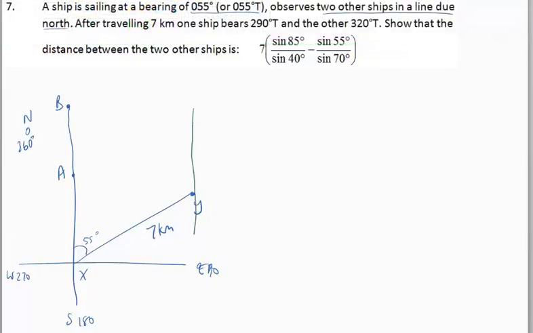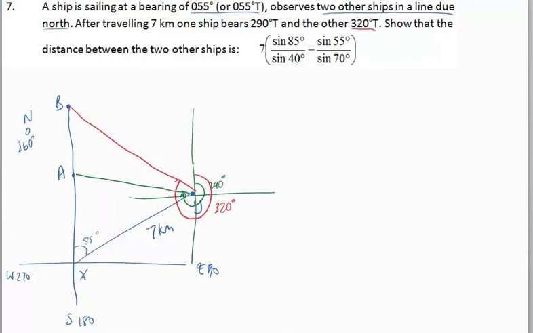So here we draw our angles in: 0, 90, 180, 270, 290. So this angle all the way around here is 290 degrees. And here our angle to ship B is 320 degrees. So we draw this one in around to here, 320 degrees.